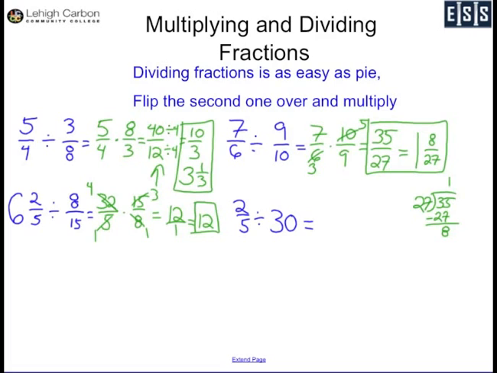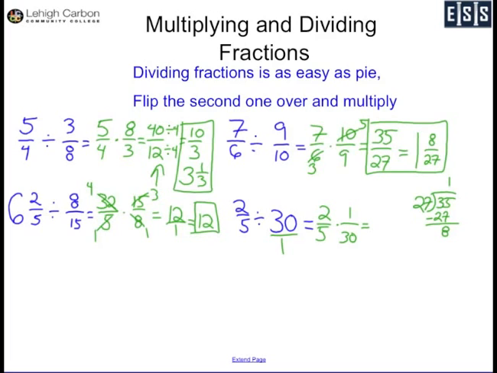Our last division example is 2/5 divided by 30. Keep the first fraction the same. Change it to multiply. When I flip over 30, this is really the same as saying 30 over 1, so it becomes 1 over 30.